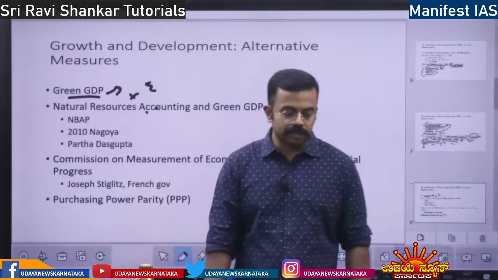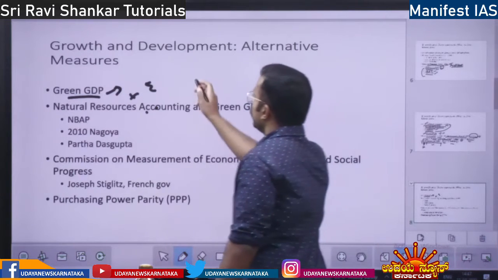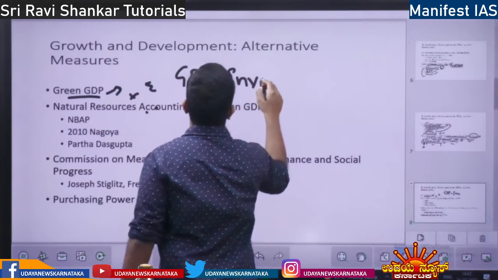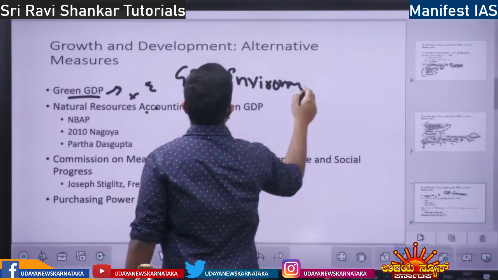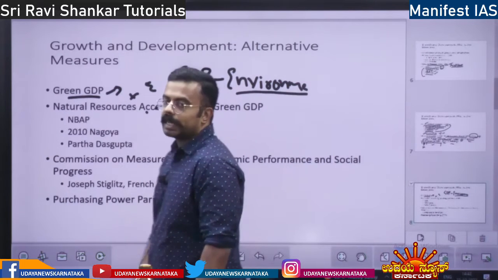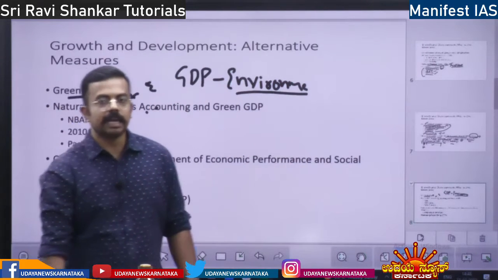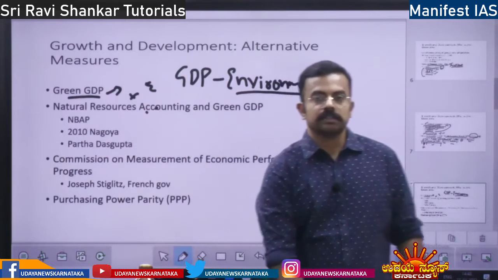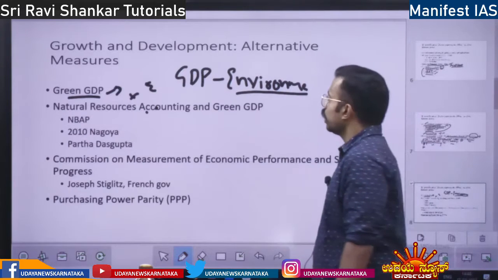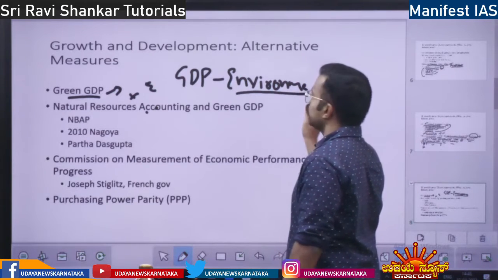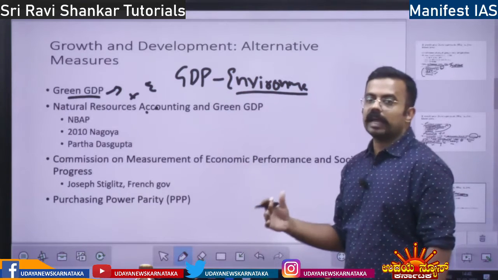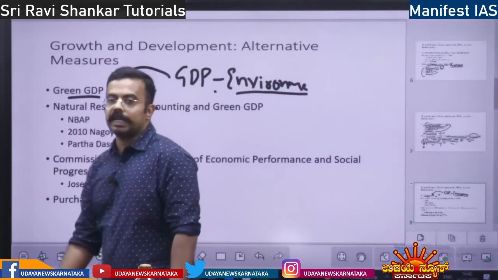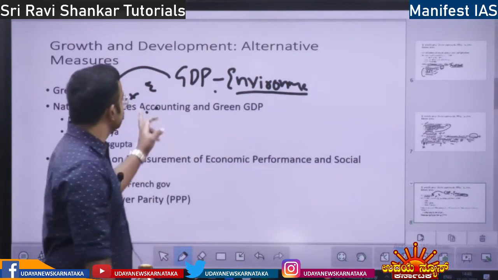But in green GDP, what is the formula of green GDP? GDP minus environmental costs. So what is environmental cost? If you waste the water, if you pollute the air and water, if you cut the trees, if you poison the groundwater, all those things, the cost we incur through environmental pollution, if we subtract it from the GDP, then we will get green GDP.